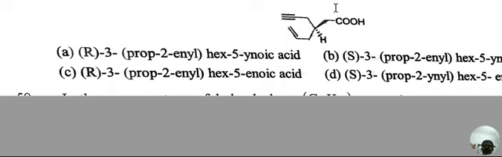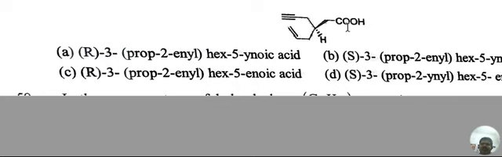So it will be a rotation like this, anti-clockwise rotation, and since the lowest priority group is below the plane of the ring, we can say it is S configuration. So we can easily say options A and C are wrong. Now coming to this, which one is the right answer?